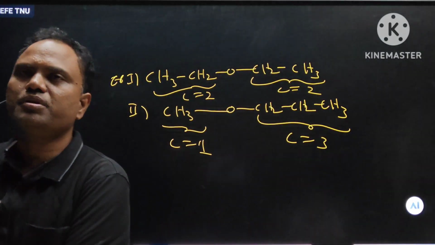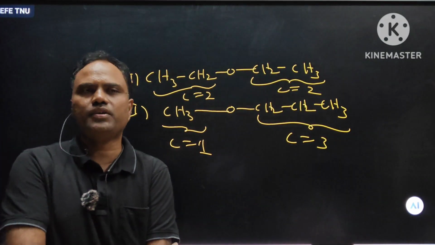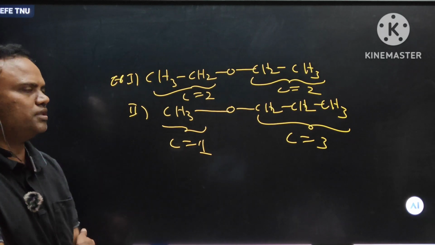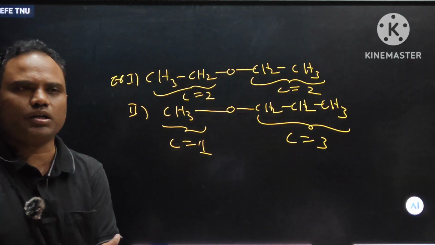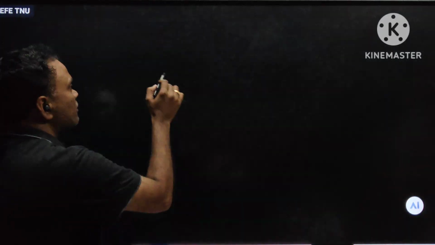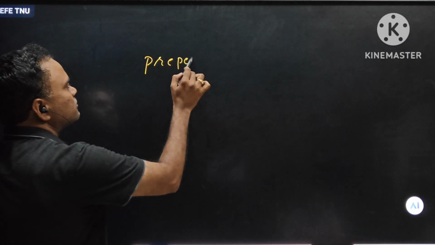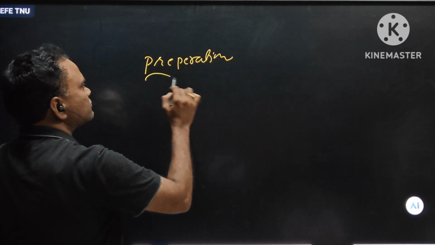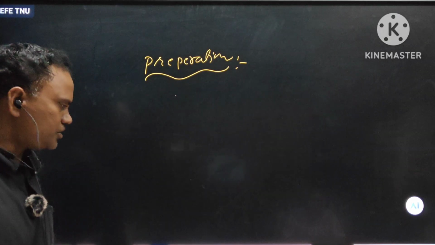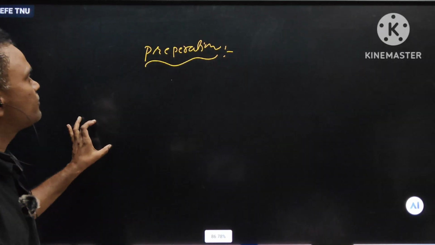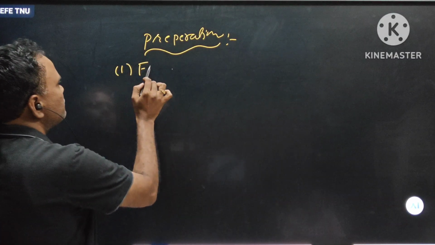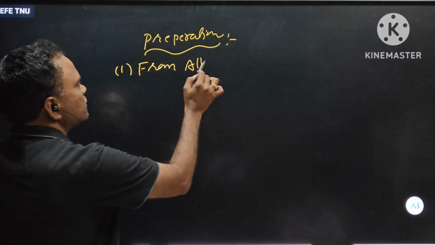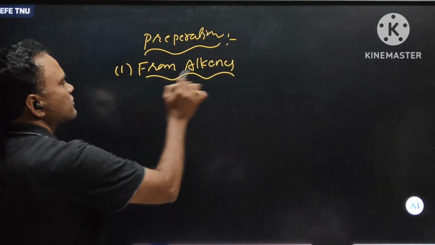Right. Coming to the preparation methods. Preparations of ethers. Very small and very easy chapter also. Okay, this is a subtopic, not a chapter, a subtopic actually, in the second chapter. See, preparation method. Roman number 1, from alkenes. Preparation from alkenes.